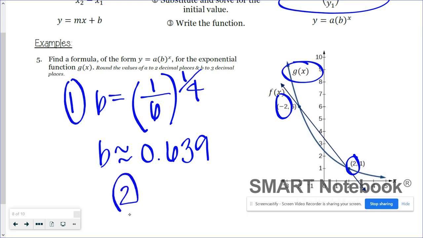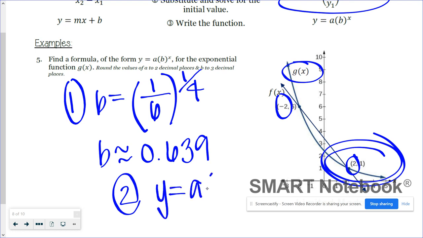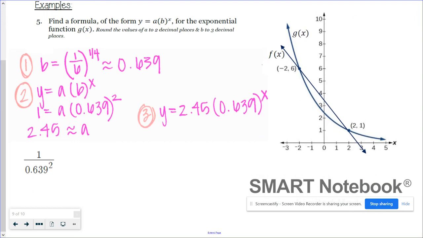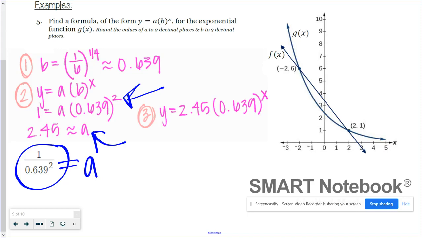Step 2, substitute and solve for the initial value. Once again, I'm going to use this point because it doesn't have any negatives, and I like that. I'm going to substitute it into y equals a times b to the x power. Once again, I've already done this. Here we are in step 2. I made the substitution and then divided to figure out what a is. The calculation was 1 divided by 0.639 to the second power. I got a is 2.45. And then I write my function: y equals 2.45 times 0.639 to the x power.